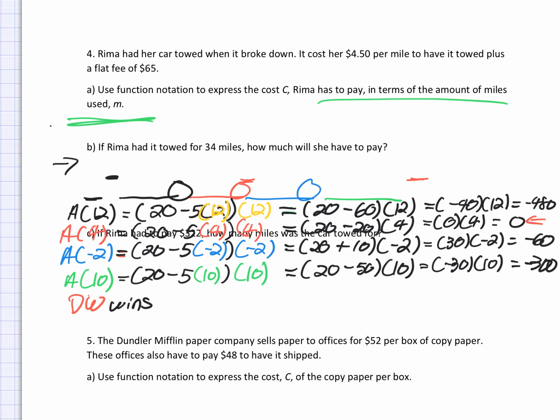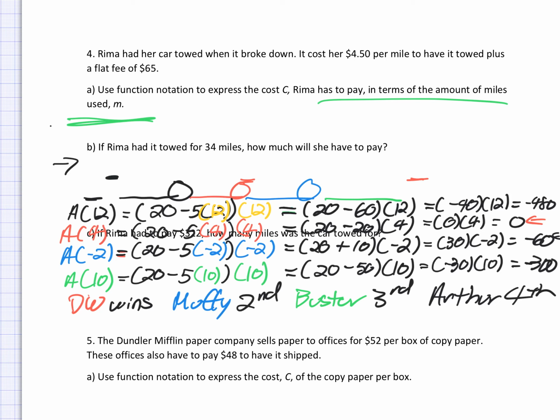And then looks like Muffy is second. Buster is third. So this is our cardinal order here, our cardinality. And then finally Arthur, poor Arthur, finishes 4th place in this competition.